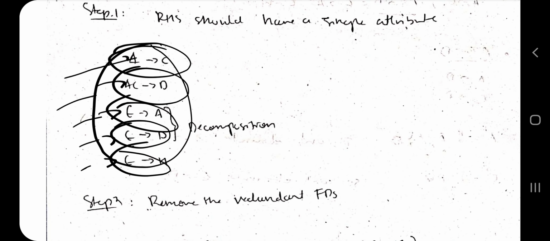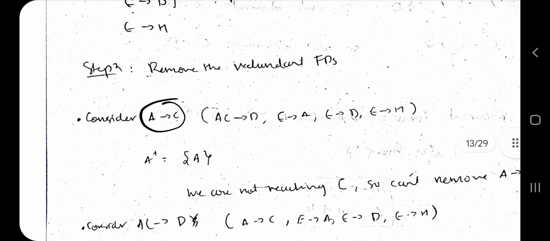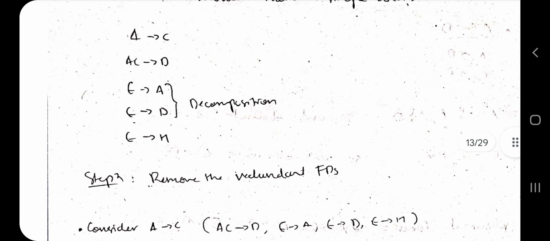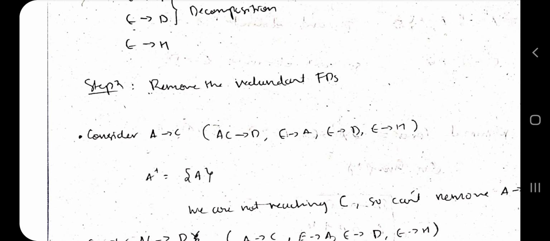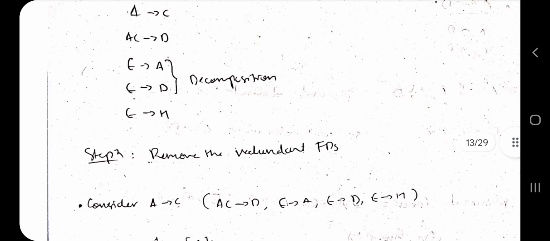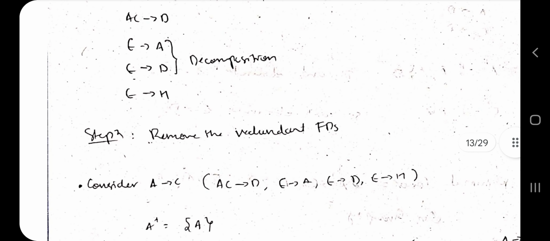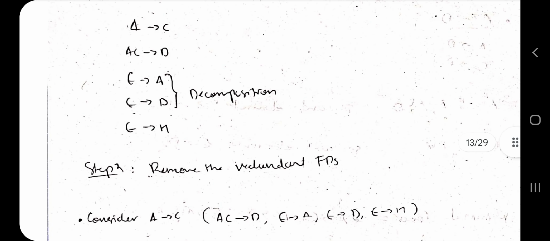Let's discuss that. Here A to C is the first thing. So you write A to C, and except A to C, the rest of the things you write here. After you have written that, find the closure of A. See here, except this one, you have written all these things. Now first you start from A, so you find the closure of A. What is the closure of A? Initially it is A only.